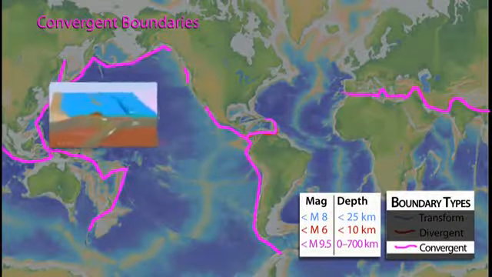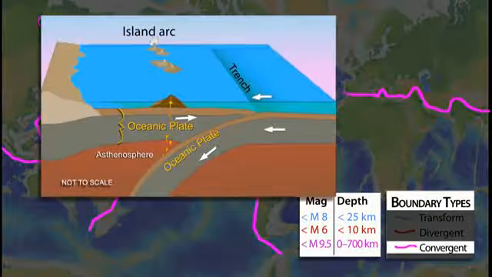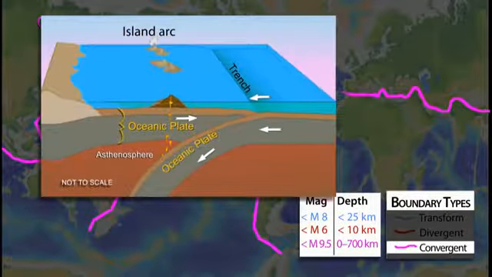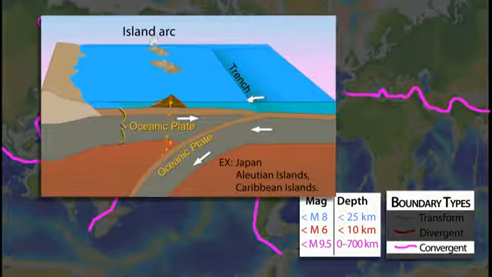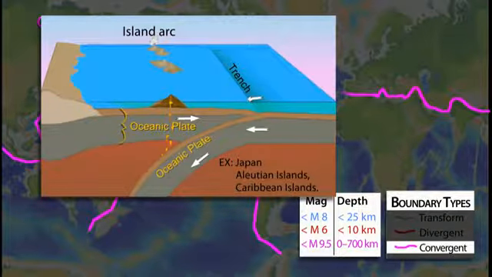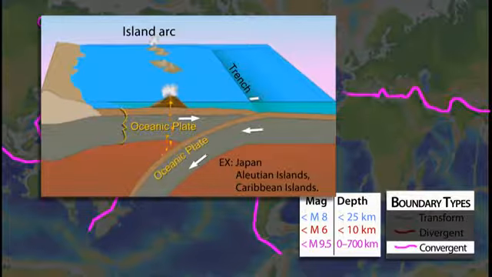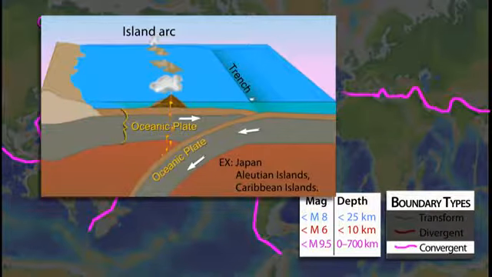Similar processes occur when an oceanic plate subducts beneath another oceanic plate. Here, an ocean trench marks the location where the plate is pushed down into the mantle. In this case, the line of volcanoes that grows on the upper oceanic plate is an island arc.